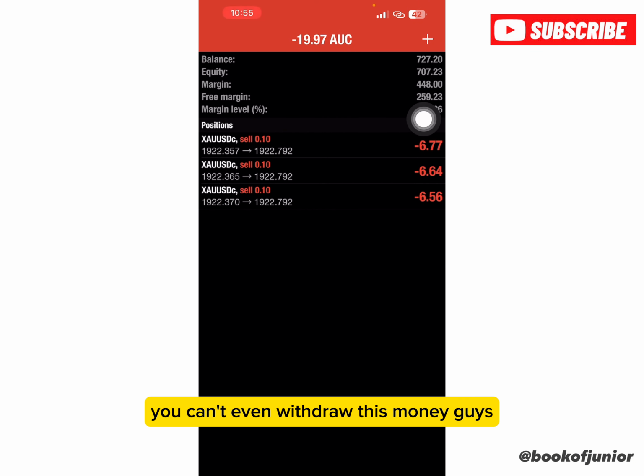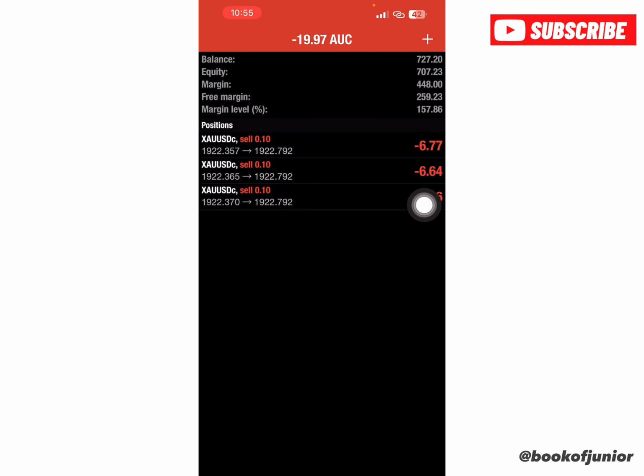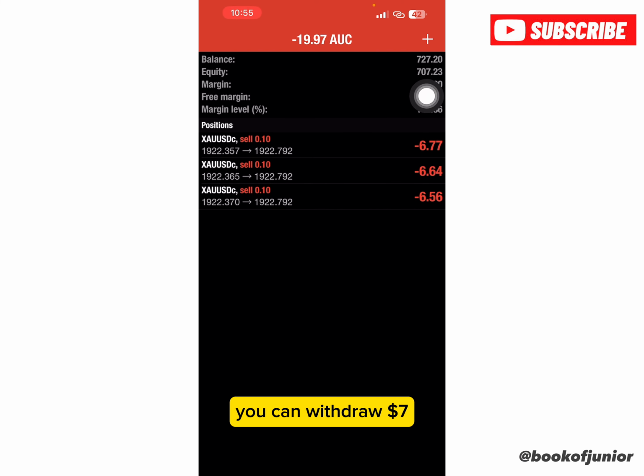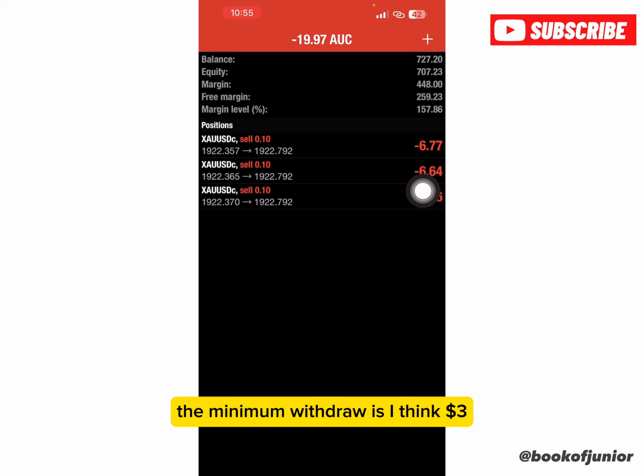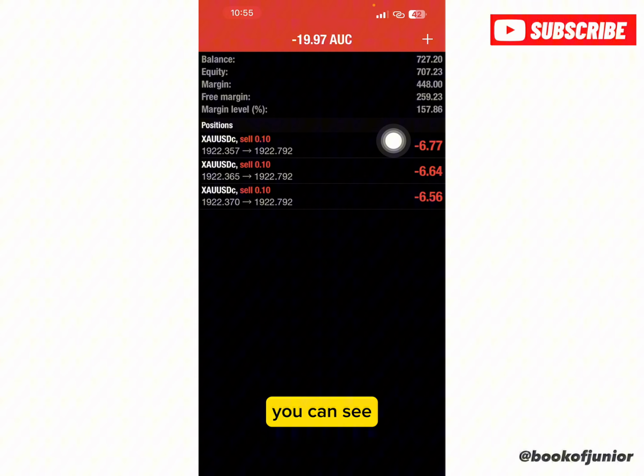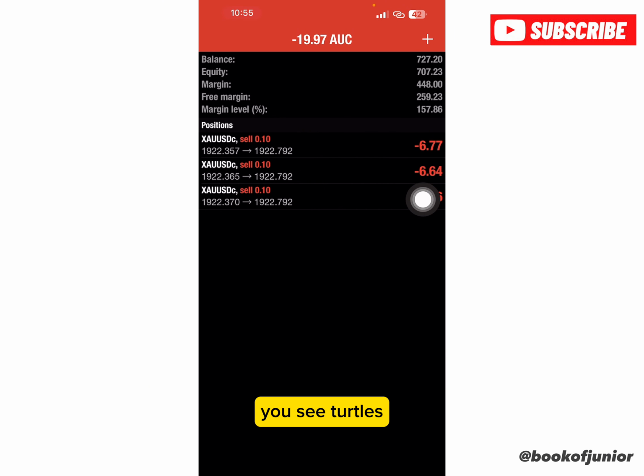You can even withdraw this money, guys. You can even withdraw it. This is $7. You can withdraw $7. This is Xness, you can see. With Xness, the minimum withdrawal is, I think, $3. And this is $7, you can see, because that's 700 cents. You see, traders? So, guys, I want you to use a cent account. Anytime you're backtesting, make sure to use a cent account.